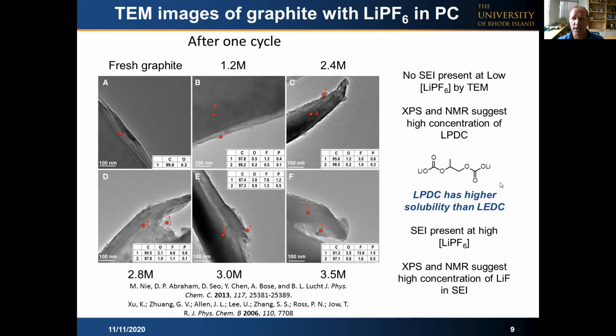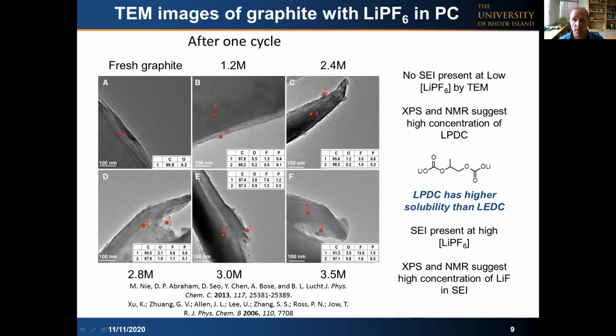Now, what's also interesting is when we conduct the XPS and NMR analysis, we have very high concentrations of lithium propylene dicarbonate, especially when we have low concentrations of salt. However, when we go to high concentrations of salt, we have very, very high concentrations of fluorine. Now, what you can see here in terms of the surface films is very high concentrations of fluorine and very low concentrations of oxygen. So if you recall from the EC-based electrolytes, we have roughly a 1-to-1 ratio of oxygen to fluorine, while here we have dramatically more fluorine than oxygen.